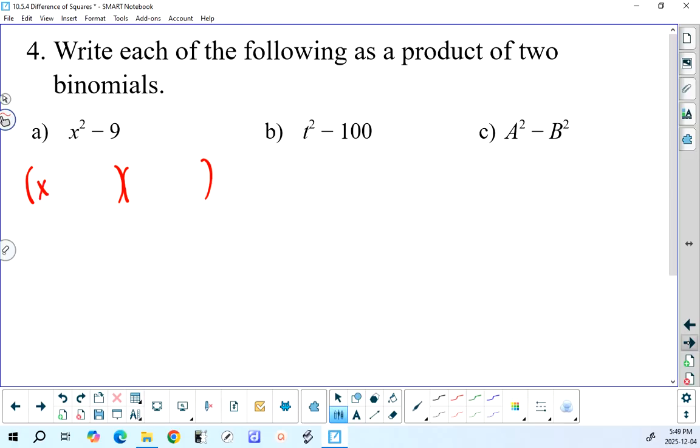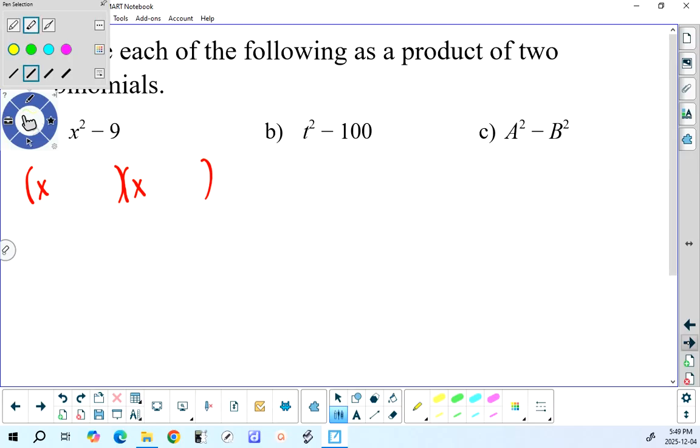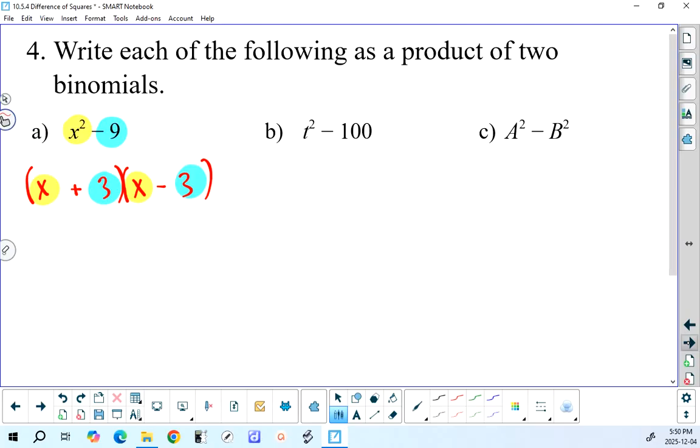And this has to be x and this has to be x to multiply to give us the x squared. These two things have to multiply to give us the negative 9, and one is going to be plus 3 and one is going to be minus 3, because we've learned from the warm-up that the product of conjugates gives you the difference of squares. So x squared minus 9 factors into x plus 3, x minus 3.